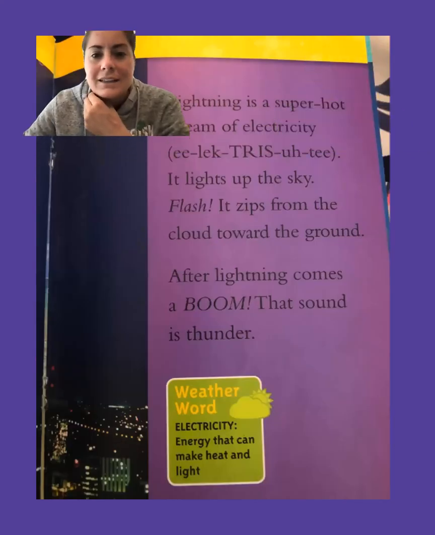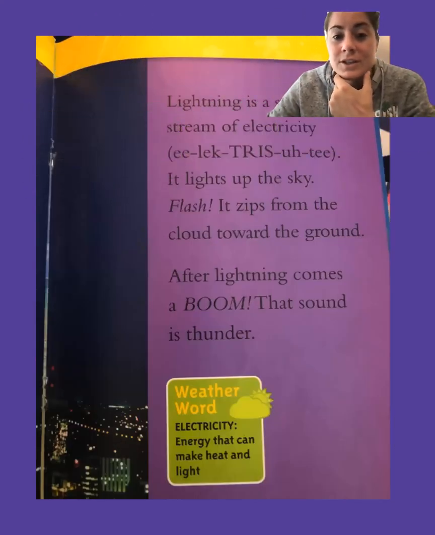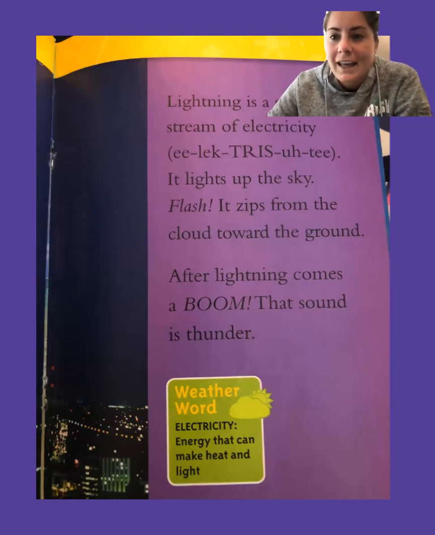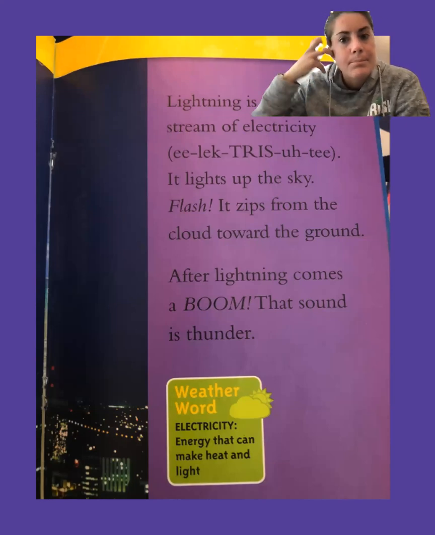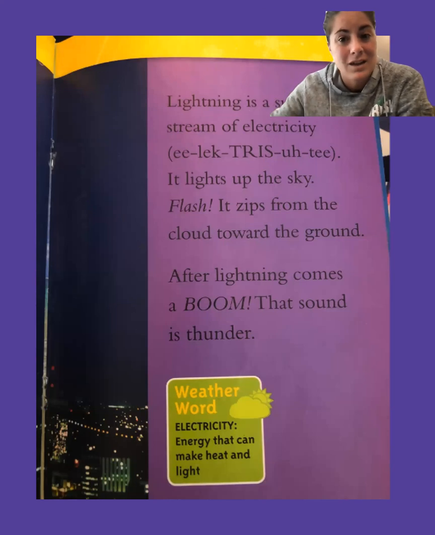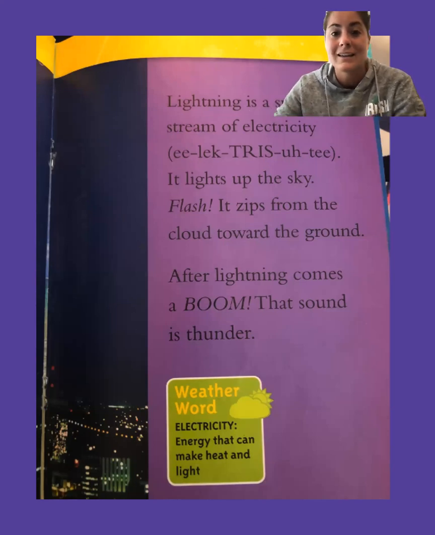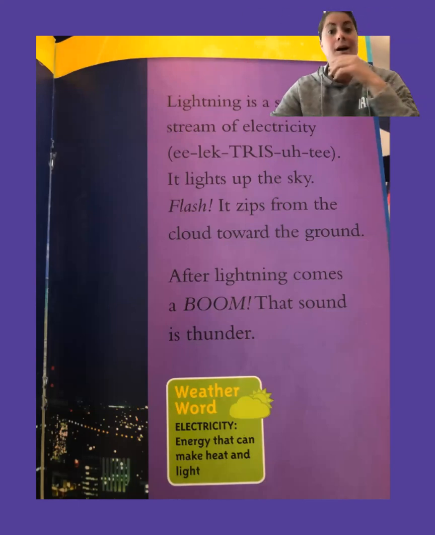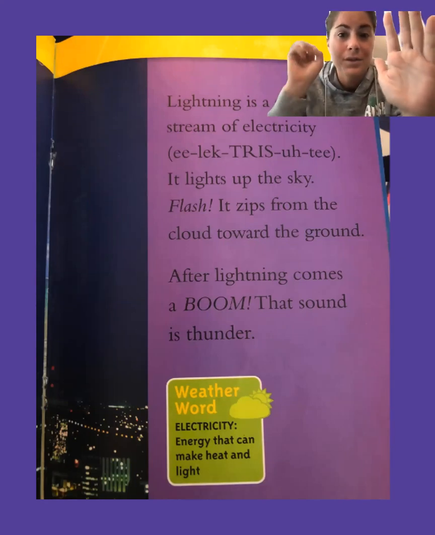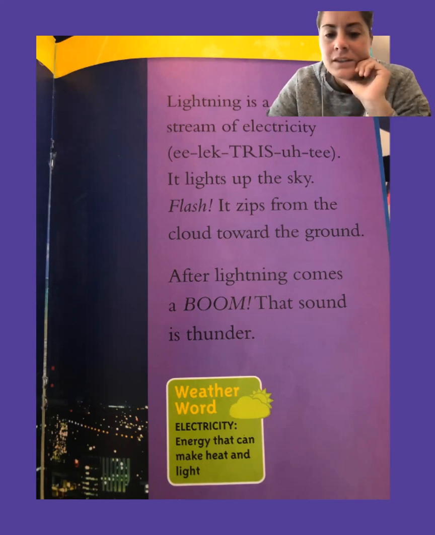Okay, so lightning is a super hot stream of electricity. It lights up the sky. Flash! It zips from the cloud toward the ground. After lightning comes a boom. That sound is thunder. So when you hear the boom, do you picture a thunderstorm right now? Lightning doesn't make sound, okay? It's the thunder that makes the sound. The lightning is what brightens up the sky. Usually it will lightning, and then if the storm's right over you, it'll thunder right away after that.